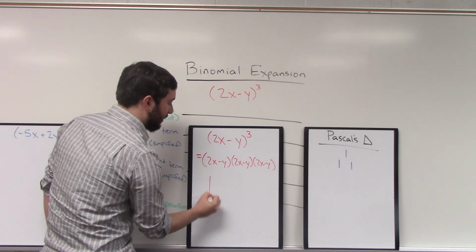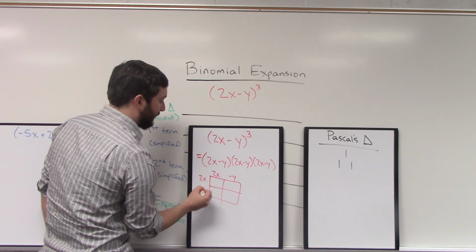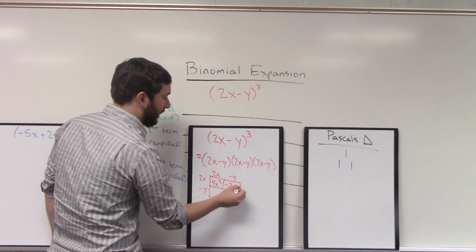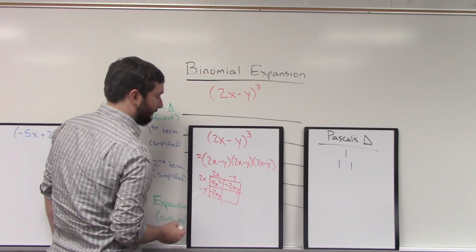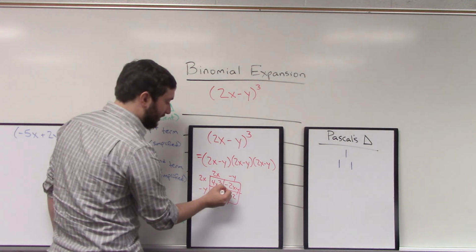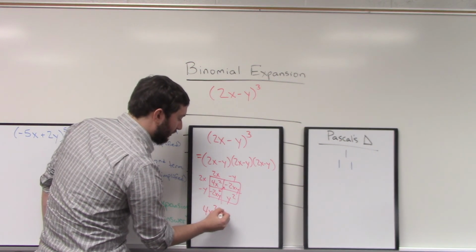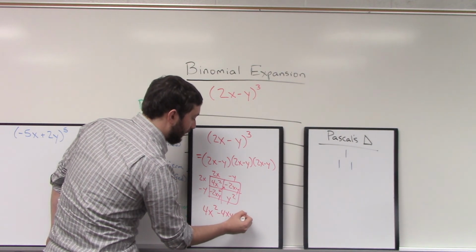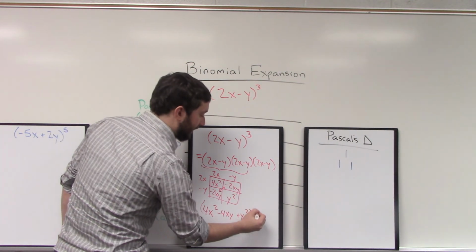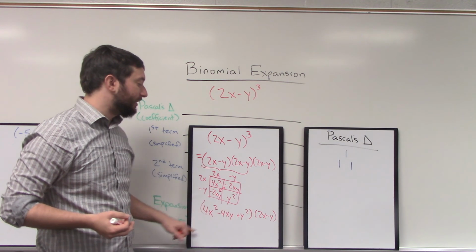So for example, I could use the box method to multiply 2x minus y times itself, and get 4x squared, negative 2xy, negative 2xy again, and positive y squared, because a negative times a negative is positive. When I unpack my box, I can combine some like terms and end up with 4x squared minus 4xy plus y squared, which I then have to multiply again by 2x minus y to get my final answer. Basically I do the box method one more time to get my result.